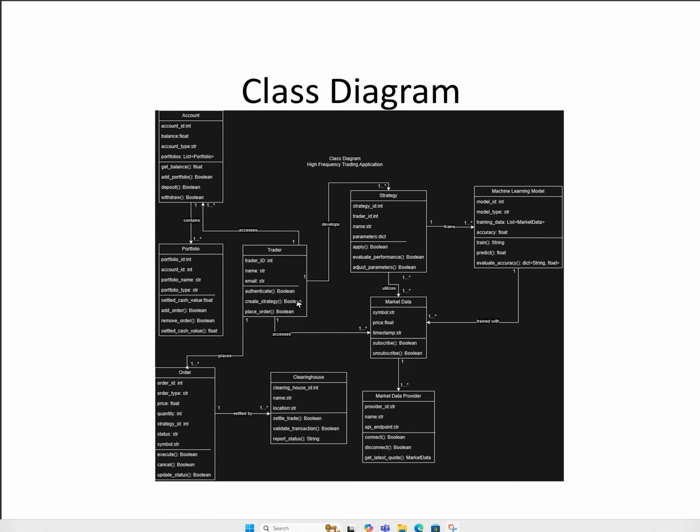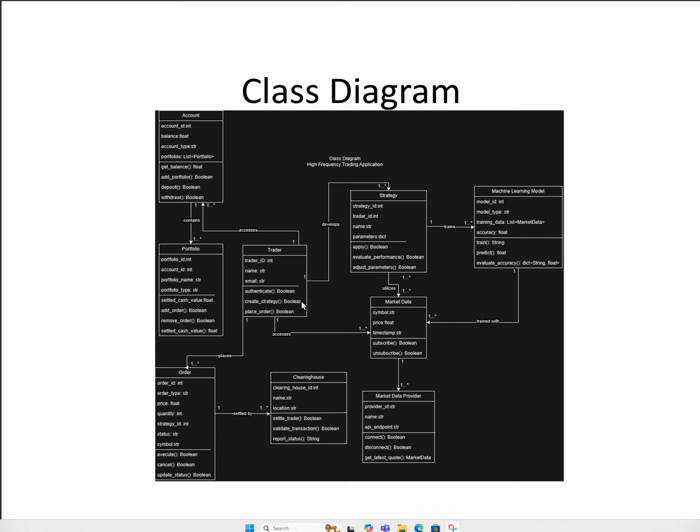The class diagram details the key classes in the system, such as trader, order, portfolio, and market data. Each class contains attributes relevant to its role, like the trader class with email and name, and the order class with order type and status. Relationships between classes, such as the association between trader and their portfolio orders, are also depicted, reflecting the system structure.